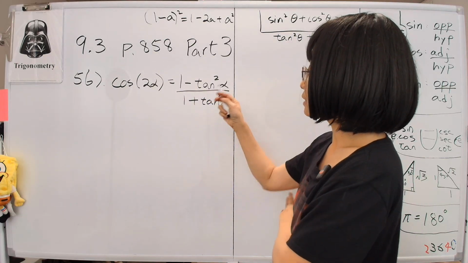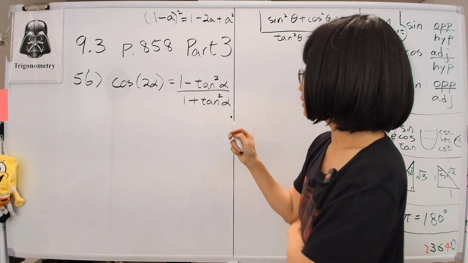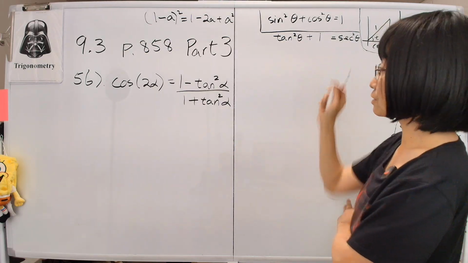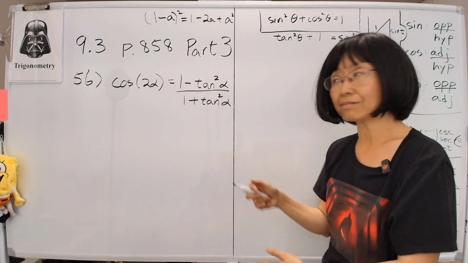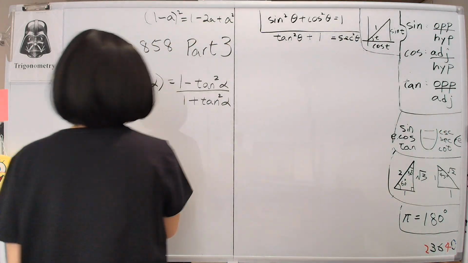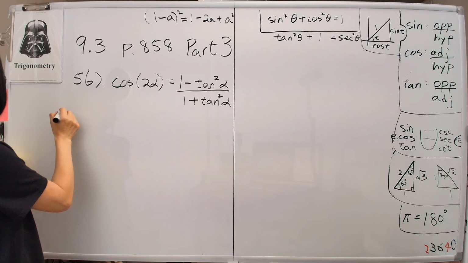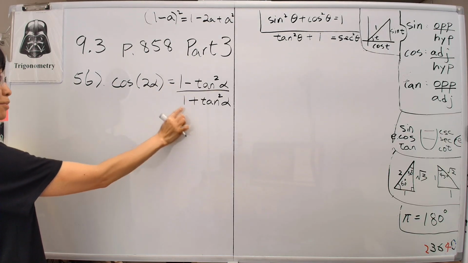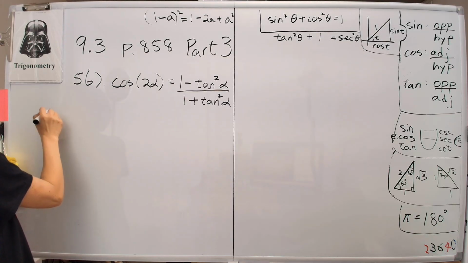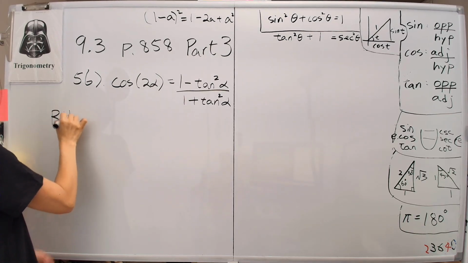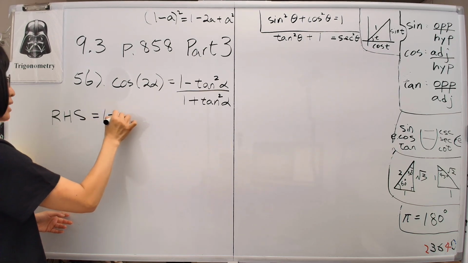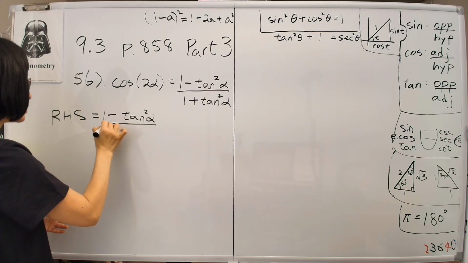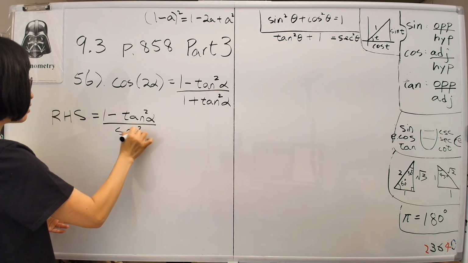We have 1 minus tangent squared, and then 1 plus tangent squared. Now we know that tangent squared plus 1 is secant squared. So we'll start here and work our way around and see how this might work out. So this is the right hand side, referring to the right hand side of the equality symbol. The right hand side equals 1 minus tangent squared alpha, divided by secant squared alpha.